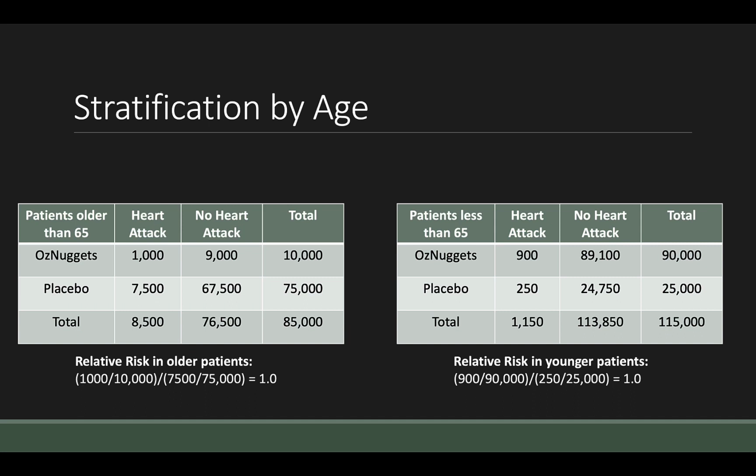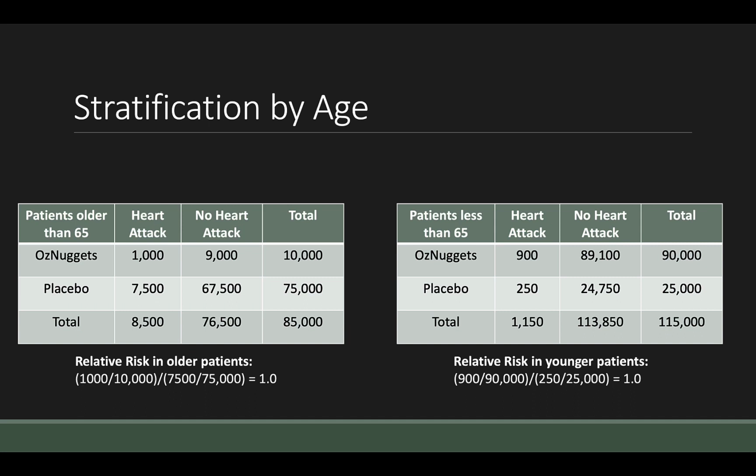Those were the primary results, but because we're suspicious that age is a confounding variable, since the groups were statistically different with regard to mean age in the study, we can stratify based on this variable. We can look at elderly patients and non-elderly patients separately and look at the results of only those two groups. On the left-hand side of the screen are patients who are older than 65. And as we can see, there were 75,000 patients who were elderly in the placebo group and only 10,000 in the Oz nugget group. So it's clearly very different.